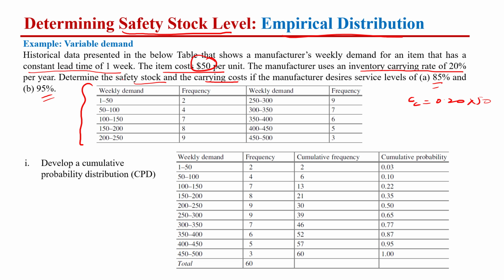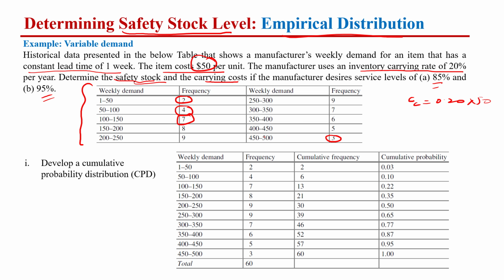In order to calculate this safety stock, we have collected the historical data, which is the weekly demand. When we collected the data, we found that two times the weekly demand was between 1 to 50. Four times the weekly demand was between 50 to 100. Seven times the weekly demand was 100 to 150. Up to three times when the weekly demand was 450 to 500.